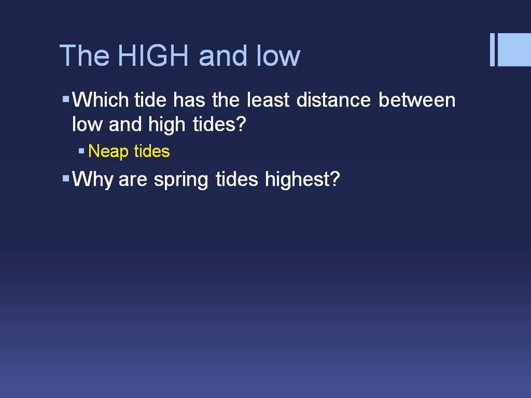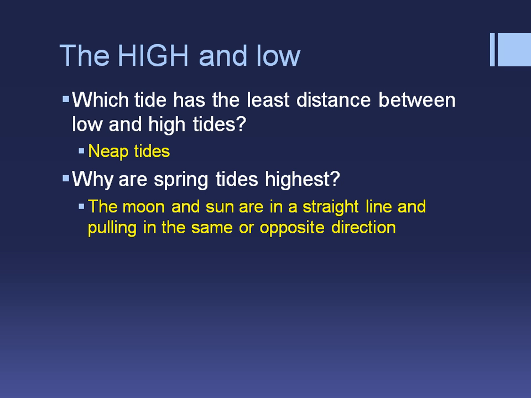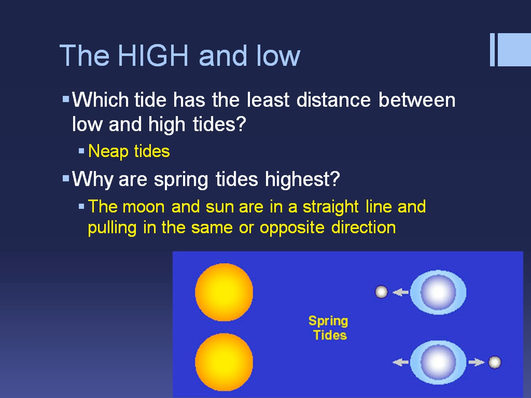And then the next one is, why are spring tides the highest? That is because the moon and sun are in a straight line and pulling in the same or opposite directions. We can see it again in this diagram. When they're pulling in the same or opposite directions, we get a larger pull of gravity. It's just like if you take the rubber band and you pull on both sides of it, but in a straight line, you're going to get it to bulge in one direction. The same thing happens with the Earth's ocean.